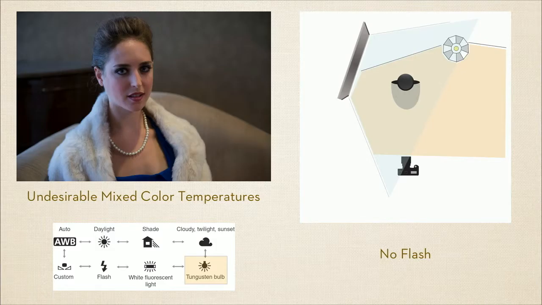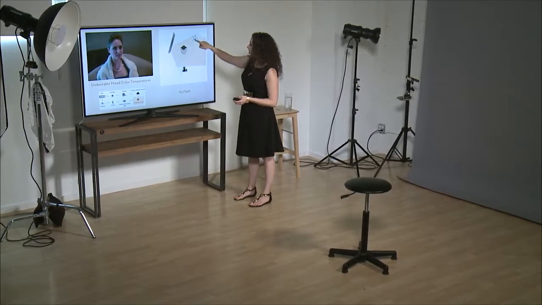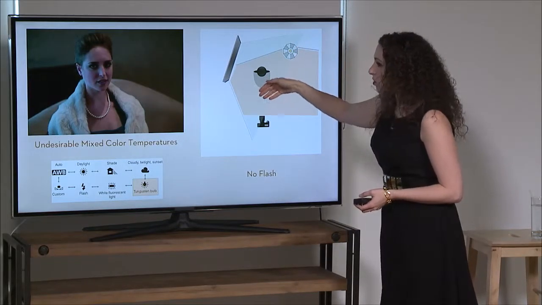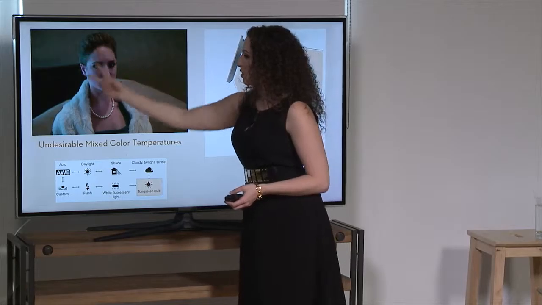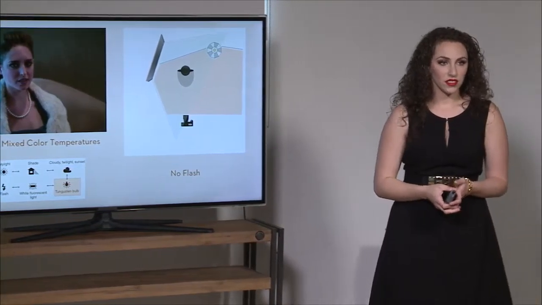So I walk into the scene, and over here is a big window. So this is all blue light. And then over here in the back is a very pretty lamp, and it is very, very yellow. So if you look at her face, it is blue and yellow and definitely not flattering. It's definitely not what I want her skin tone to look like.